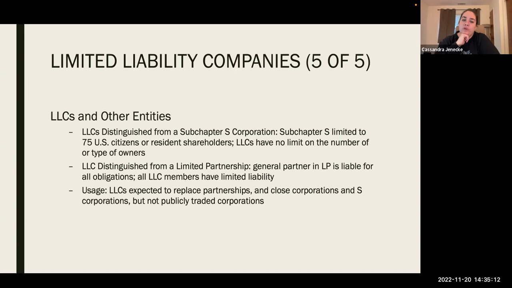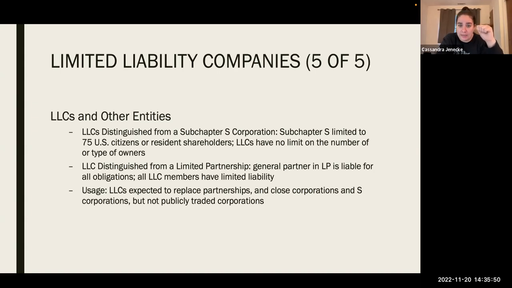A little bit of distinguishment for LLCs. There are a couple of different types of business organizations that we won't delve too deeply into because they're pretty boutique and they make up a very small percentage of the business organizations that exist in the United States. They're typically very boutique because they're very specific. For example, if you've ever heard of a subchapter S corporation, those are really limited. You can only have 75 shareholders.